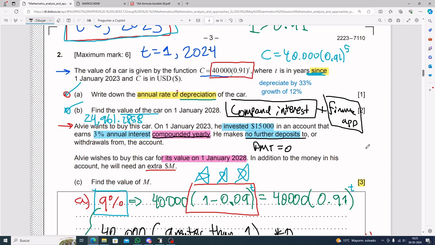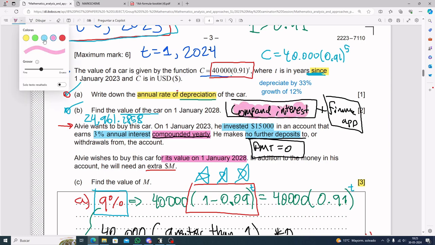But some of these exercises say, oh, and Alvi also puts in additional money every month, right? That additional money would be a PMT of whatever value they give you. So if Alvi for some reason put in an additional $300 per month so that it compounds faster, then PMT would equal 300. But in this case, he makes no further deposits, no withdrawals, nothing. PMT equals 0. And so because PMT equals 0, you can just use the compound interest formula and forget about it.